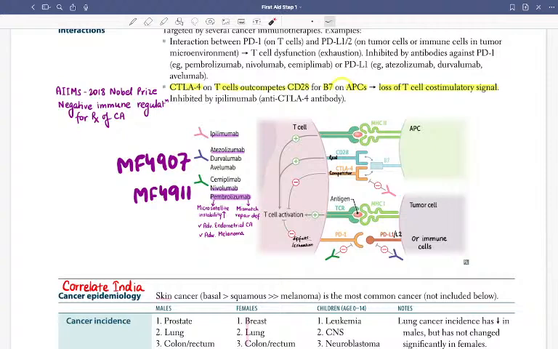"Naye purane dost, dur at CIA." Okay, CIA. At is atezolizumab, dur is durvalumab, and naye purane dost are the others. And dostarlimab also you can add.